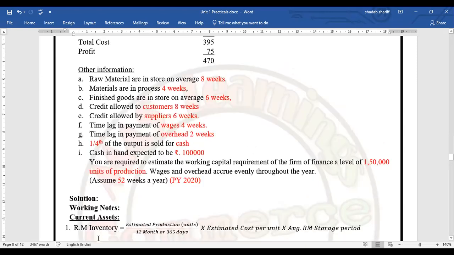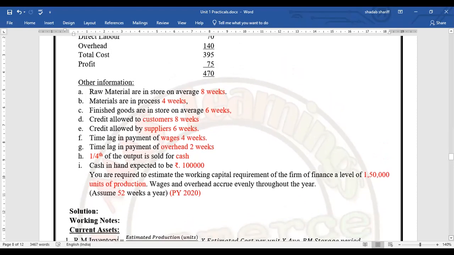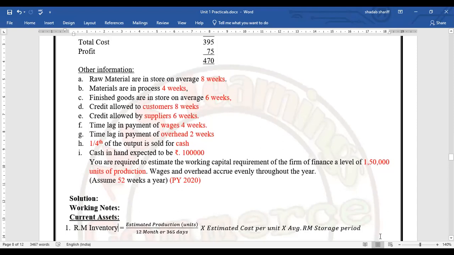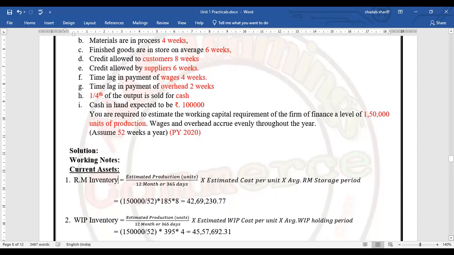Now coming to the working note, the first formula is the raw material inventory. Estimated production in this question is 1,50,000 units, divided by what we have to consider, 52 weeks instead of months, into estimated cost per unit, that they have given in the cost sheet, that is 185. Then average raw material storage period, that they have given under other information, that is 8 weeks we have to consider. If we simplify, that is 1,50,000 divided by 52 into 185 into 8 weeks, we will get 42,69,230.77.